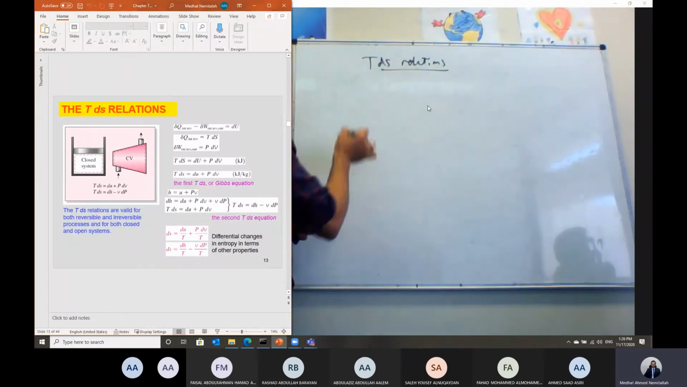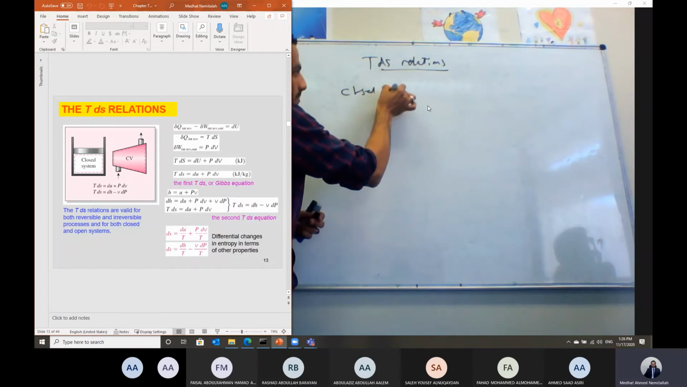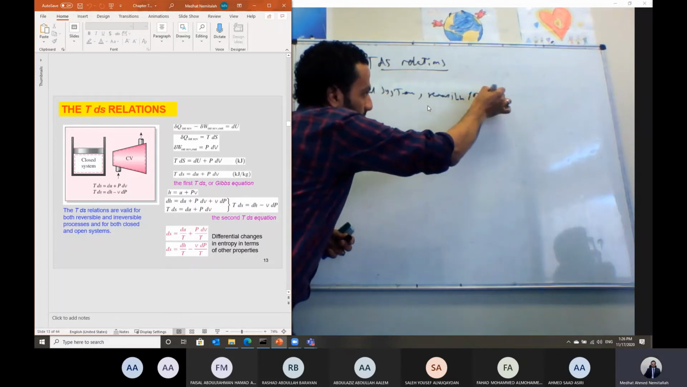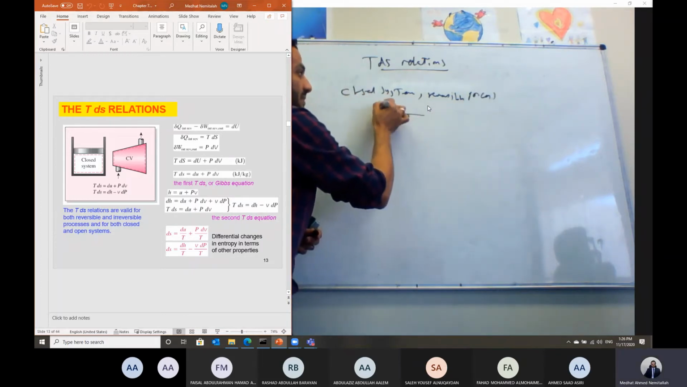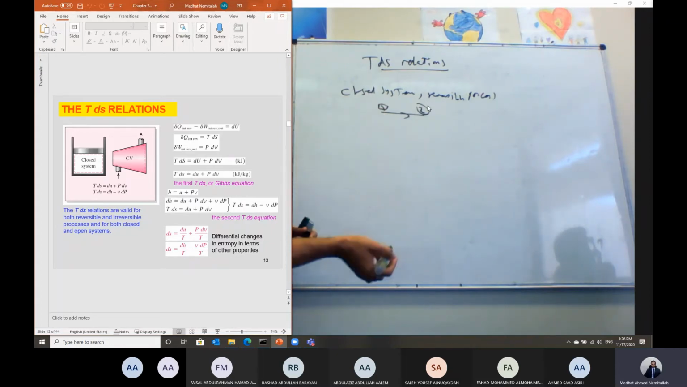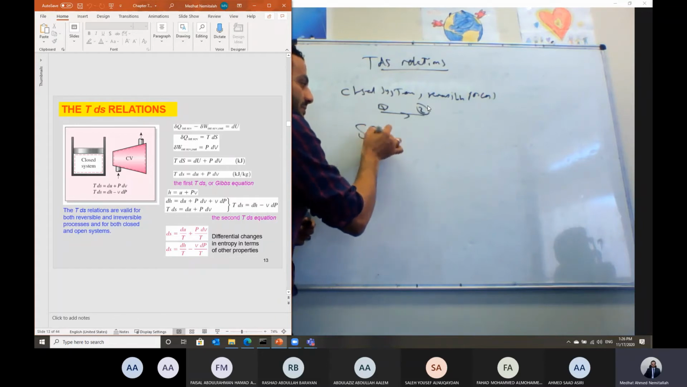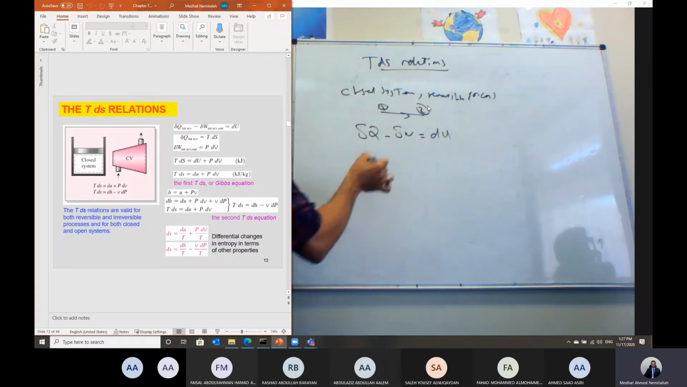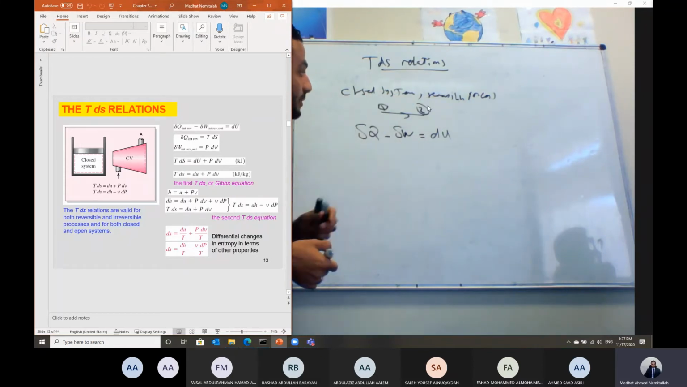So let's consider a closed system undergoing a reversible process, let's say from state 1 up to state 2. For a closed system, we have delta Q minus delta W is equal to what? Delta U, is it? Yes. So Q minus W for a closed system is equal to delta U. We are considering here a closed system undergoing a reversible process, so delta Q minus delta W will equal delta U.